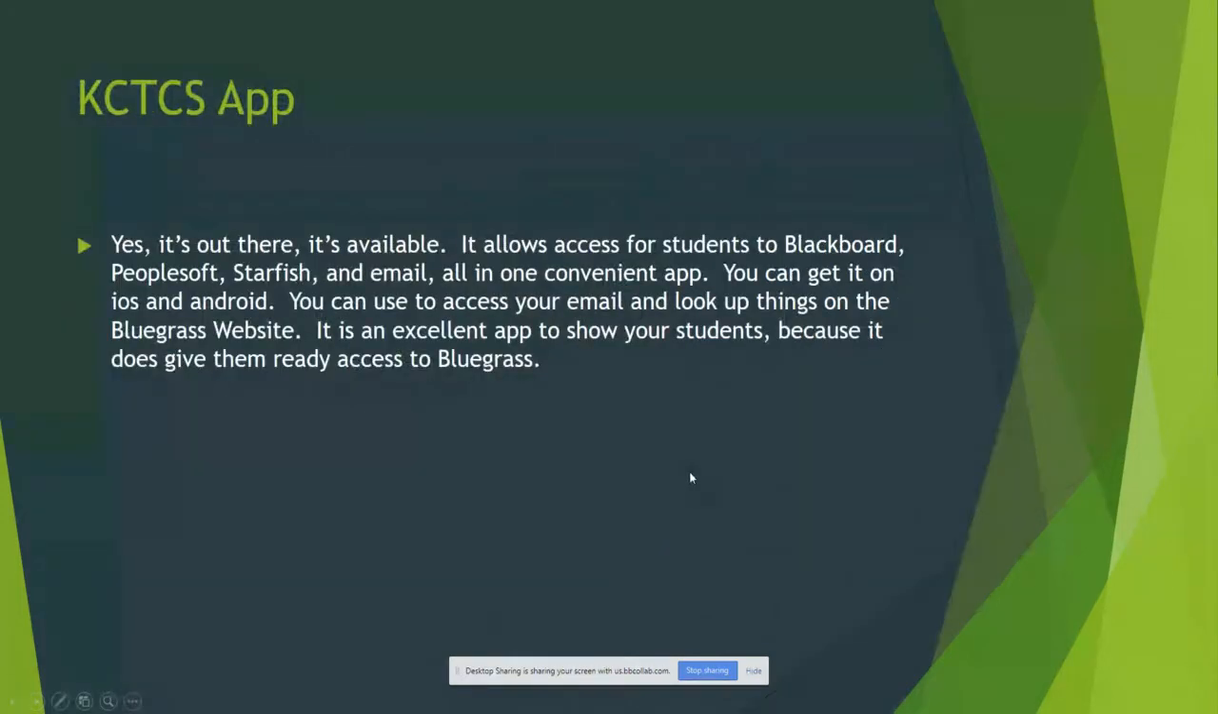All right. Now, if you're not familiar with the KCTCS app, this is a wonderful app for students. They can access Blackboard, PeopleSoft, Starfish, email, everything that's convenient to their campus. Now, I said Bluegrass website here, but of course, when they sign in to the KCTCS app, they are able to pick the college that they are at, and it is then routing them to all of their information at that particular college. It's also good for us if we want to check our email at home. We can do it from our phone if you've got the KCTCS app on there. It's more useful to students, though, than it is to us, but still a good thing for your students to be aware of.